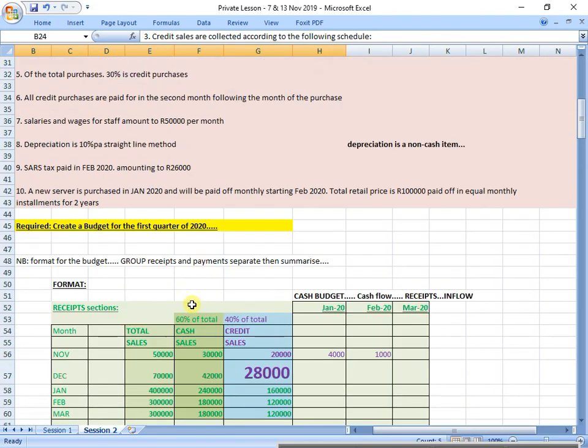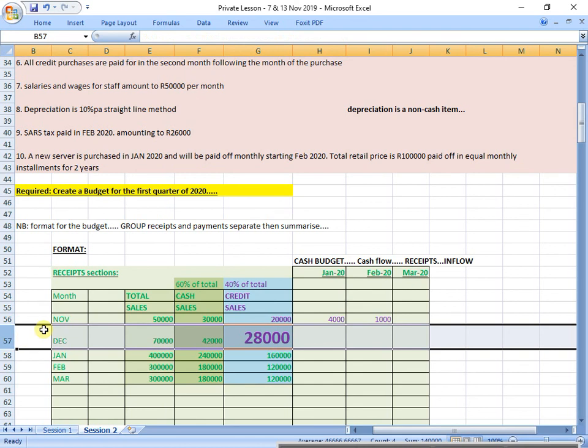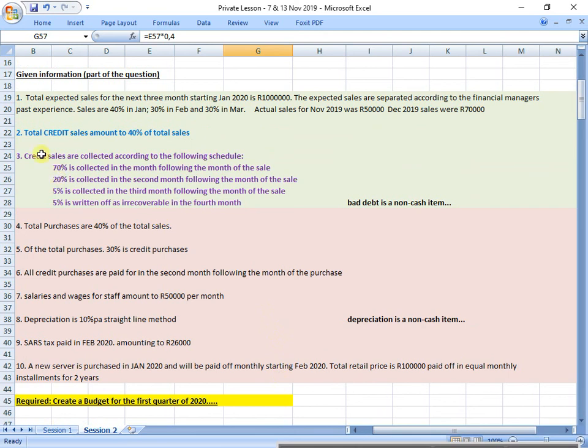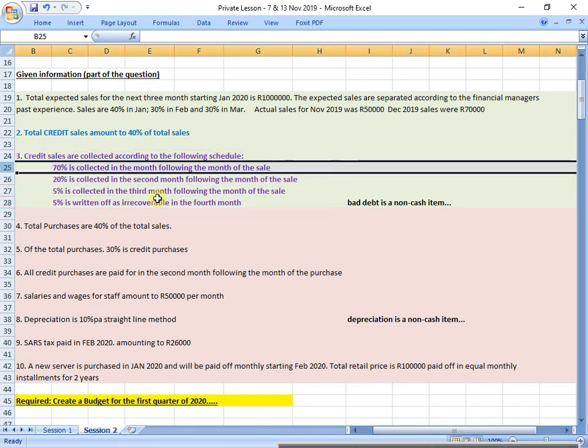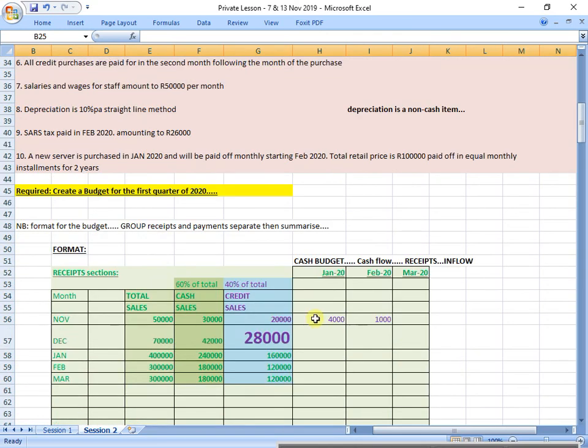Okay. So, what is the month of the sale? December. That's the month that I'm looking at. According to the schedule, 70% is collected in the month following the month of the sale. What is the month after the month of the sale? January. How much do I collect in January? 70%. Is January part of the budget? Yes. So, times 70%.